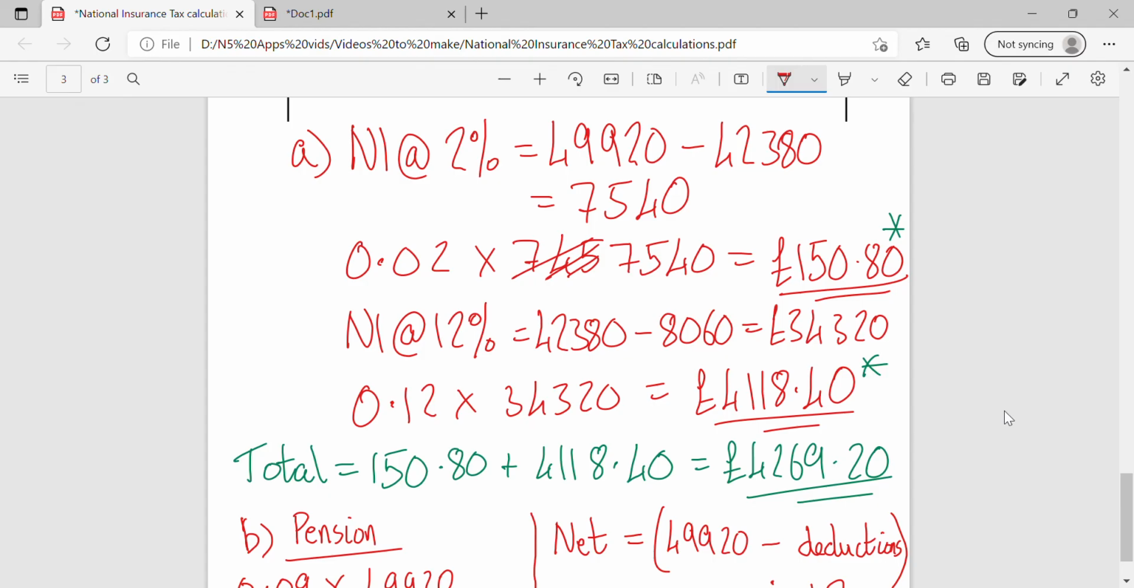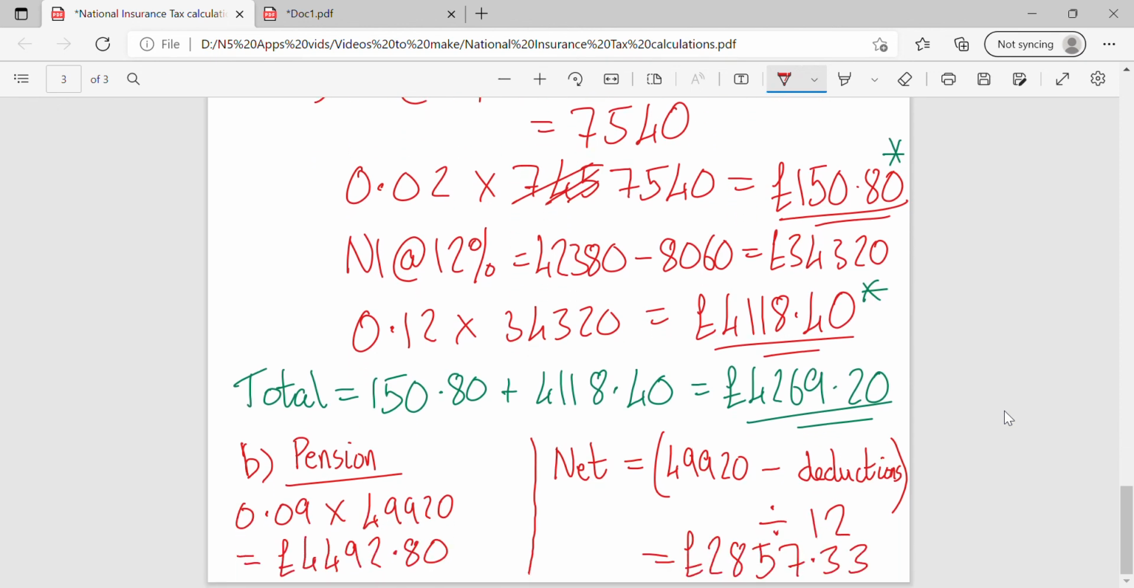In part A, you calculate the national insurance that they pay. Sometimes that'll just be a one-step one at 12%, but as we've seen in this example, they may also pay some of their national insurance at 2%, and then you need to add the two answers together. And then in part B, you often need to find the net pay by subtracting any deductions such as pension, income tax, and national insurance, and then you might have to divide that by 12 to find out how much they would earn per month.